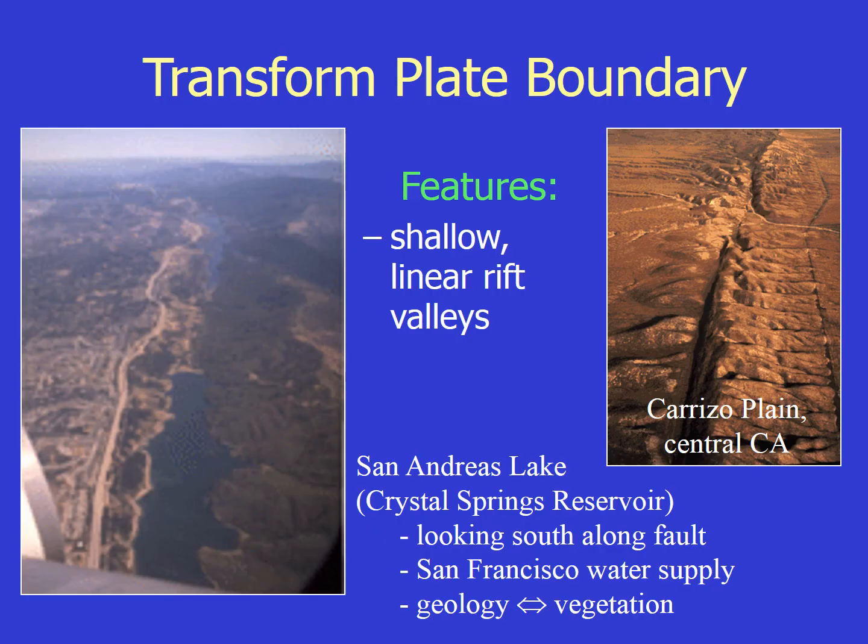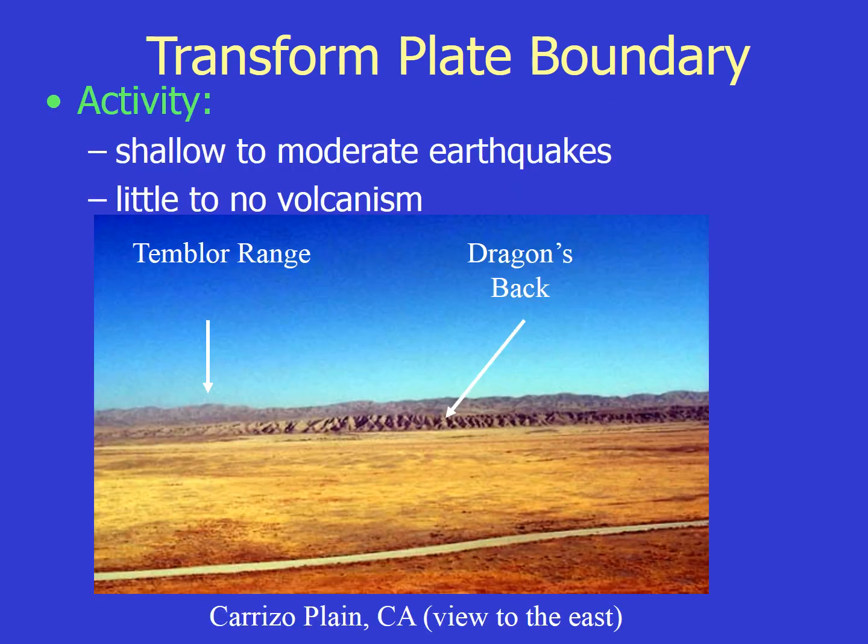Then the transform plate boundary features shallow linear rift valleys. San Andreas Lake and Crystal Springs reservoirs, looking south along the fault, supply San Francisco water, along with geology and vegetation. Transform plate boundary activity brings shallow to moderate earthquakes, with little to no volcanism.